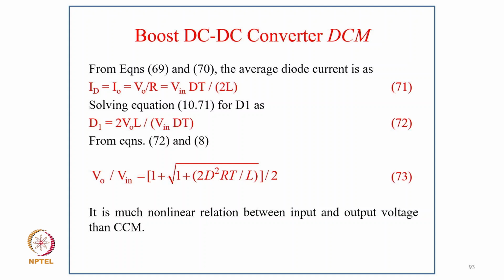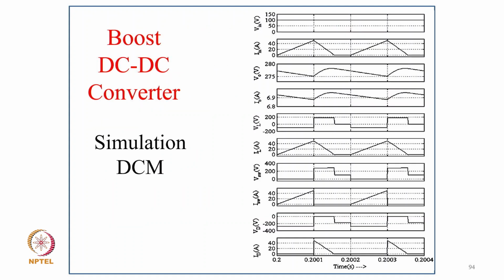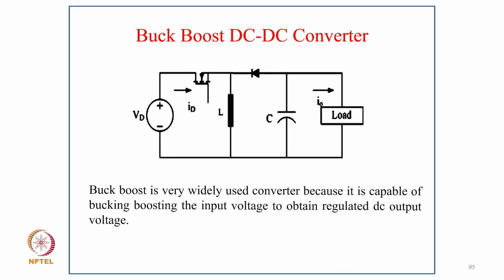It means the output voltage and input voltage relation depends not only on duty cycle, it also depends on the load resistance, as well as on switching frequency and inductor value. So it is a much more nonlinear relation between input and output voltage than in continuous conduction mode. And these are the typical waveforms for discontinuous conduction mode. As you can see here, the inductor current becomes discontinuous, and all the waveforms like input voltage, input current, output voltage, output current, inductor voltage, inductor current, switch voltage, switch current, and diode voltage, diode current are shown.